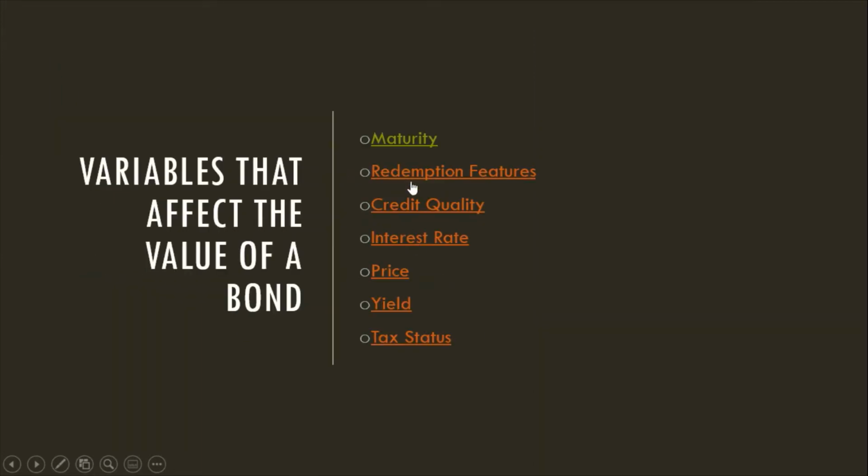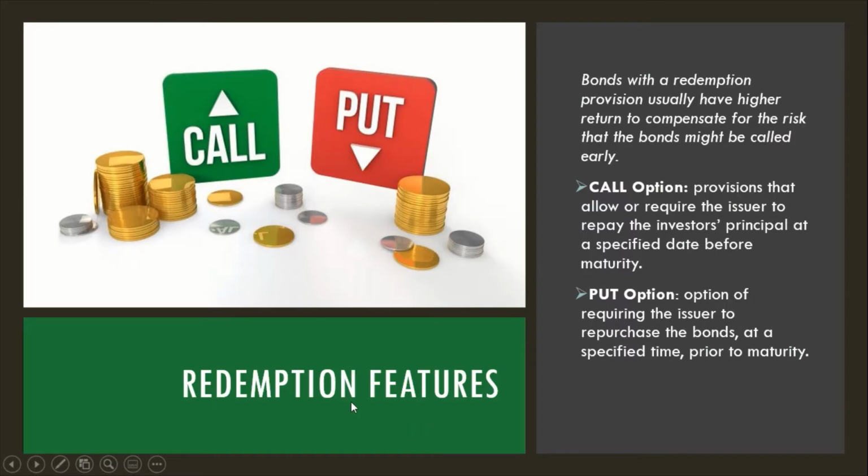Now, how about redemption feature? So, redemption feature simply comes from the root word redeem. Ibig sabihin, kukunin mo na ulit. Okay. So, ang bonds, pwede siyang i-call. We call that, there is a call feature. Pwede siyang tawagin. Ibig sabihin, if the bond has a maturity period of 5 years, the company has the power to call the bond in less than 5 years.